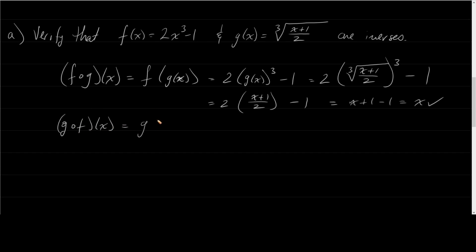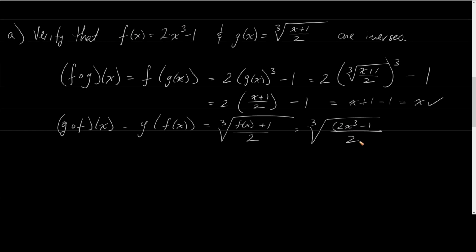Well, that's really saying g of f of x, right? G composed with f is just g of f of x. Now, what does that really mean? Here, that would be the cube root of f of x plus 1 over 2, right? I'm plugging in f of x into g. And what does that mean? Well, that would be the cube root of, well, what's f of x? 2x cubed minus 1. And all of this over 2.